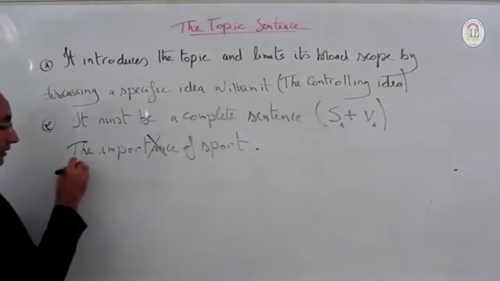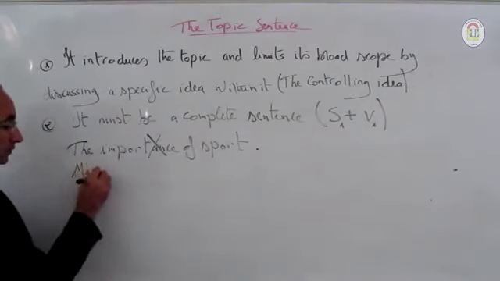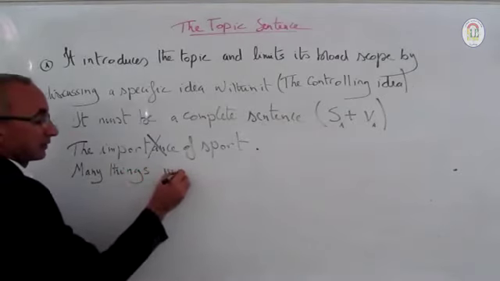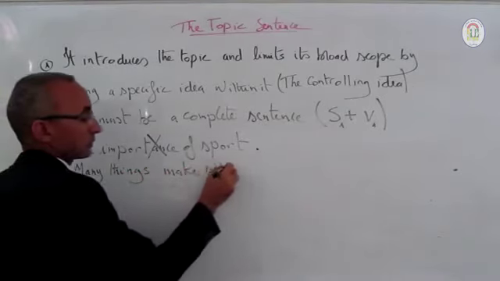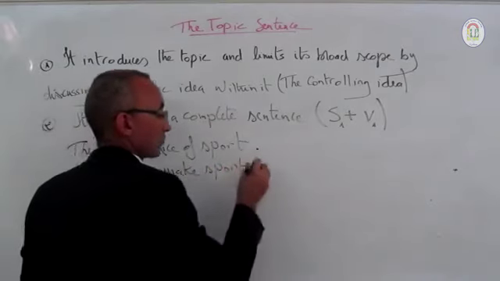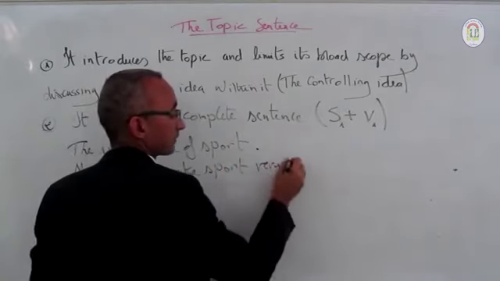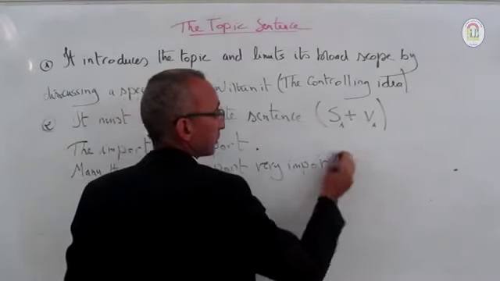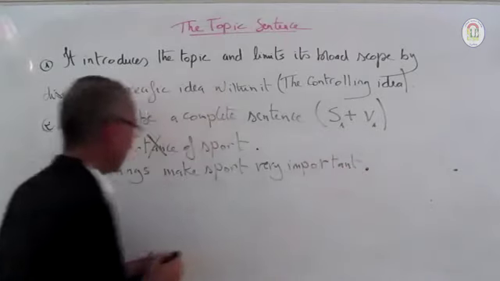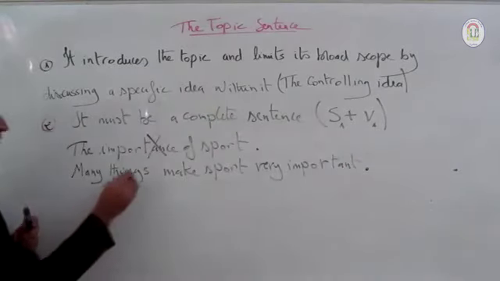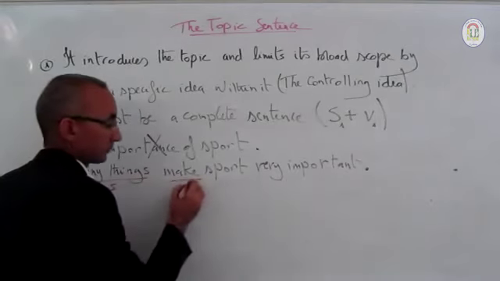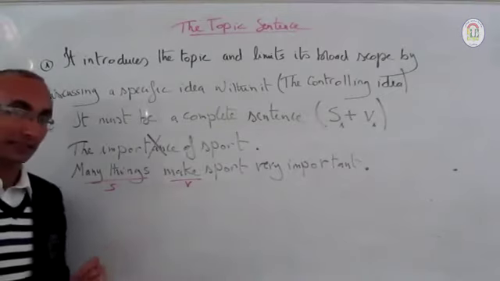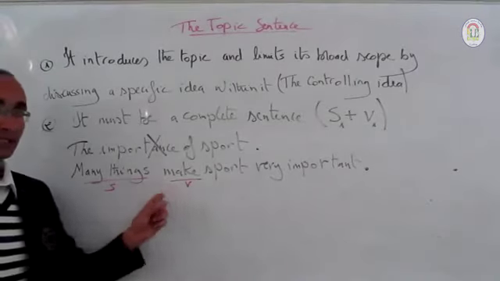For example, you write, correct it: many things make sport a very important activity. Also, here I have a subject and a verb. So here it is a correct topic sentence.